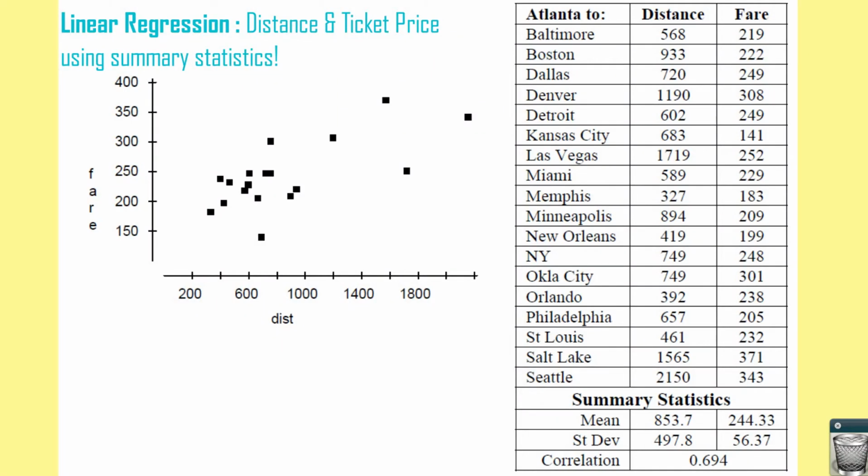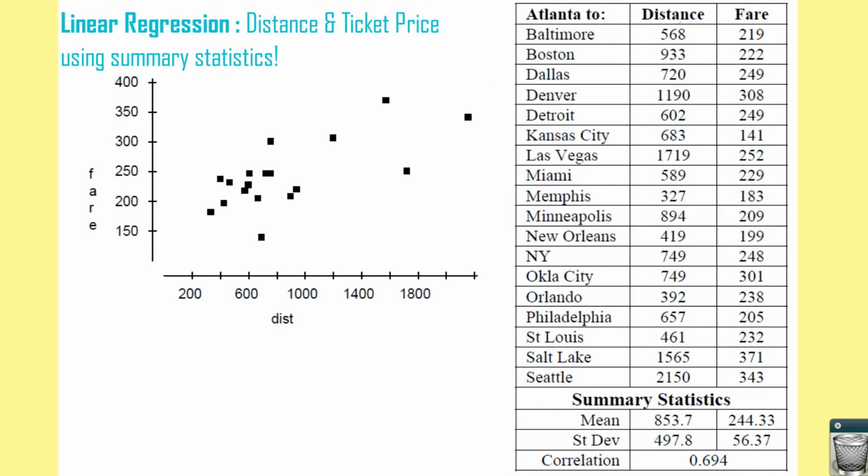Hello. Today we're going to talk about linear regression, or how to tell if two things are related or not. Here we're going to test the distance and ticket price of airfare using our summary statistics. So what does all that mean?